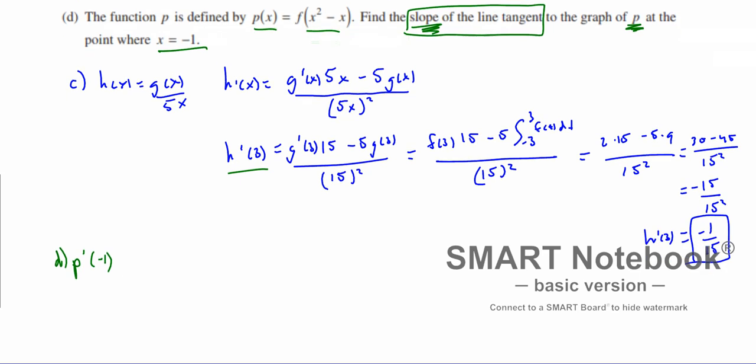So how do we do this? Well, first off, let's just find p prime of x. Well, p prime of x is defined by f of x squared minus x. We're going to use the chain rule here. So we're going to have the derivative of the outside. The derivative of f is going to be f prime of x squared minus x, times the derivative of the inside, which is 2x minus 1.